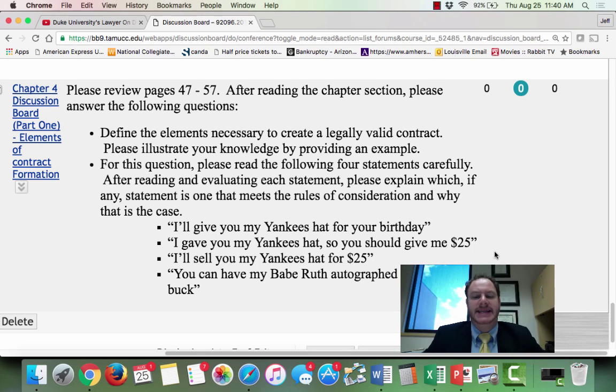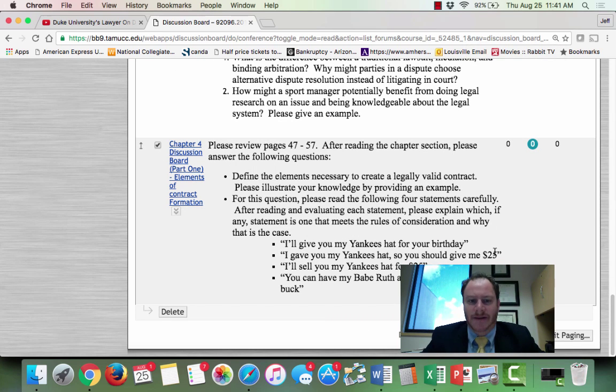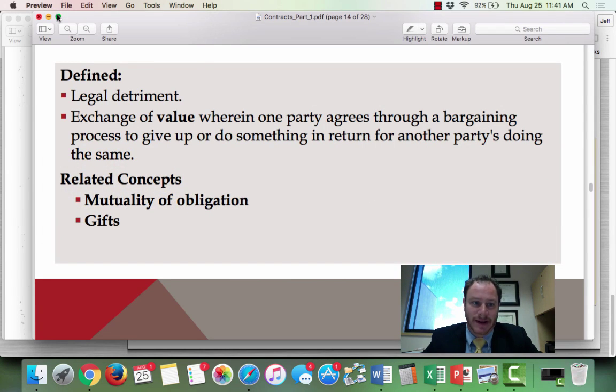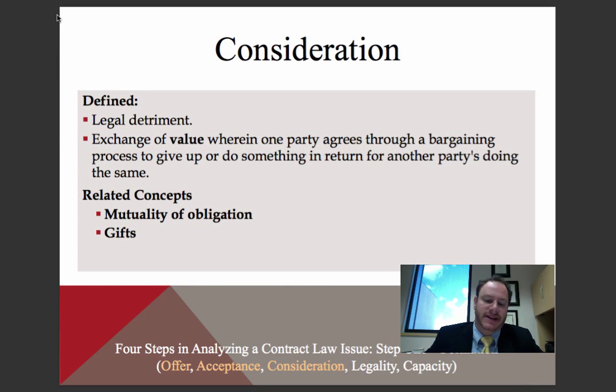I'll give you my Yankees hat for your birthday. So the question becomes, the offeror is giving something up, but what is the offeree giving up? Versus, say, question 3 here, I'll sell you my Yankees hat for $25. How are these 2 statements different in terms of having consideration or lacking consideration? So that will be one of your homework assignments, so I'm not going to tell you right now, but I think it helps to illustrate the concept of consideration.